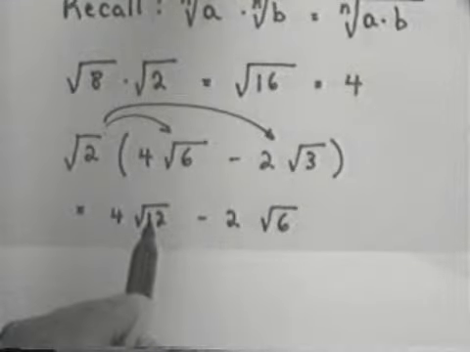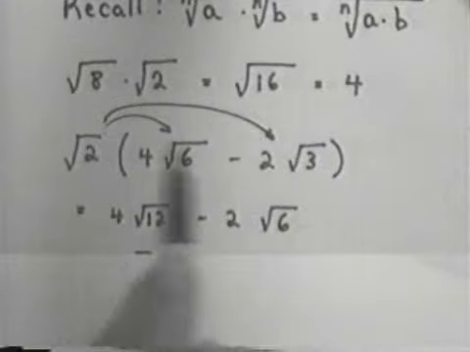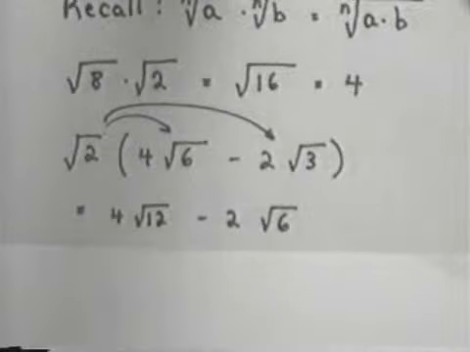Both of them have the same index. 2 times 6 is 12. So the square root of 2 times the square root of 6 is the square root of 12. And I distribute over the subtraction. And I would have, just bring down the 2. The square root of 2 times the square root of 3 is the square root of 6.